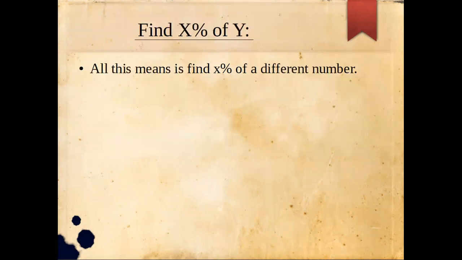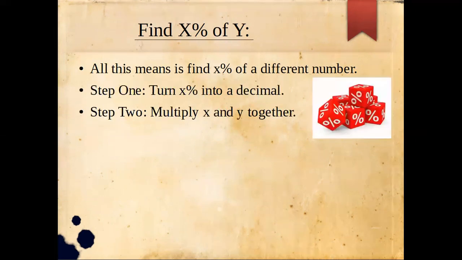So let's start. Find x% of y. All this means is find x% of a different number. There's two steps here. Step 1, turn x% into a decimal. If you don't know how to do that, look at the previous video because that will explain. Step 2, multiply x and y together.